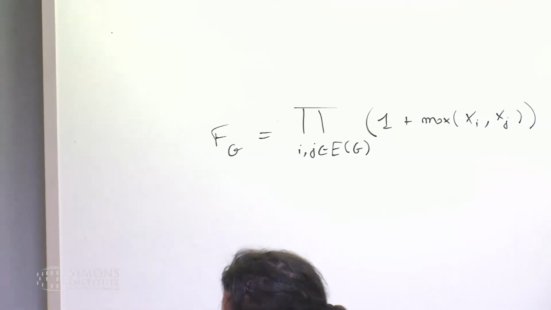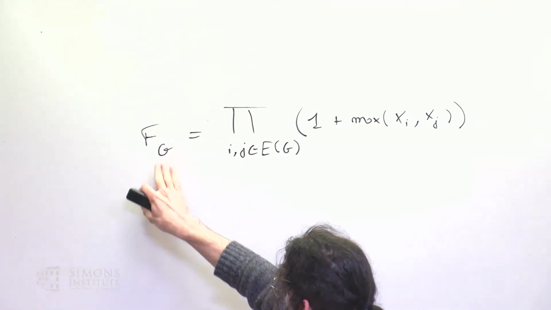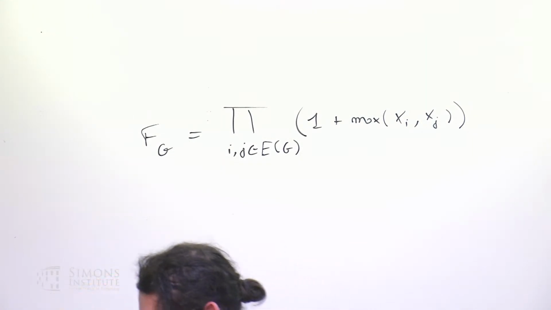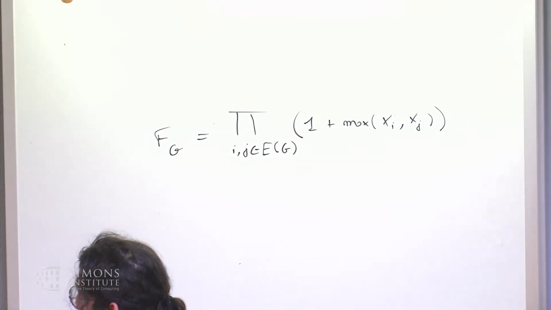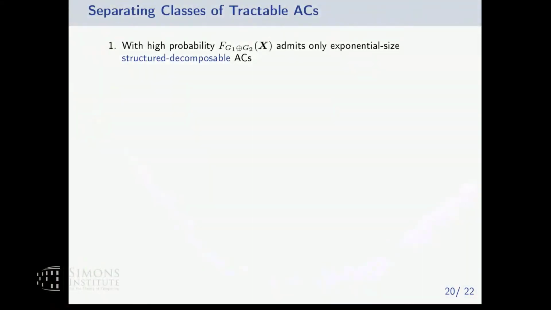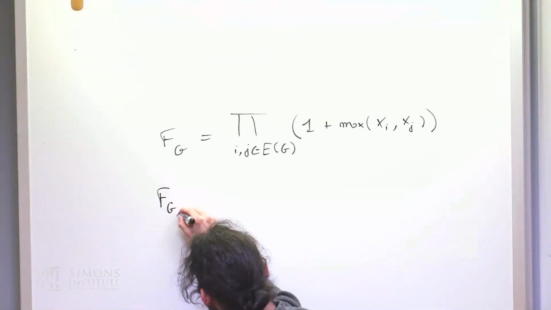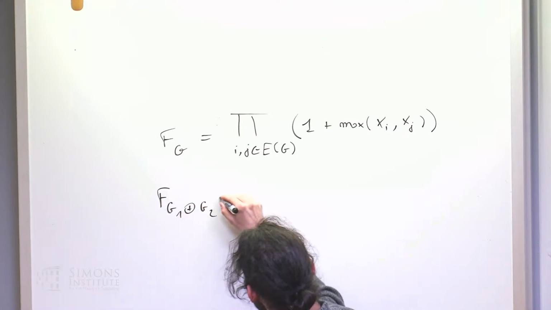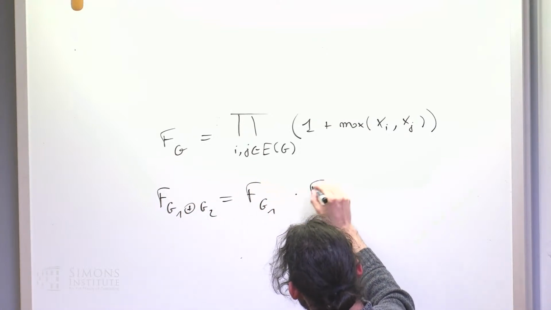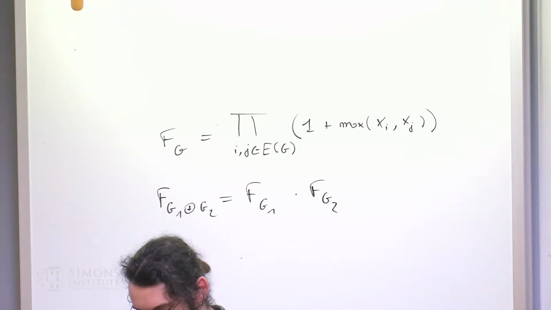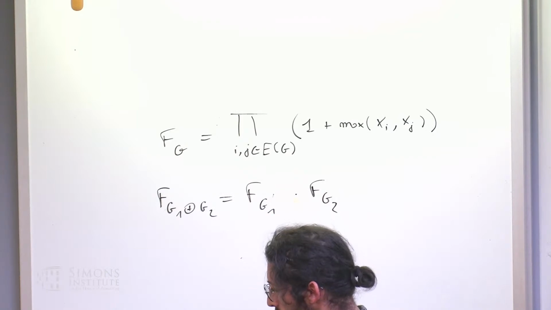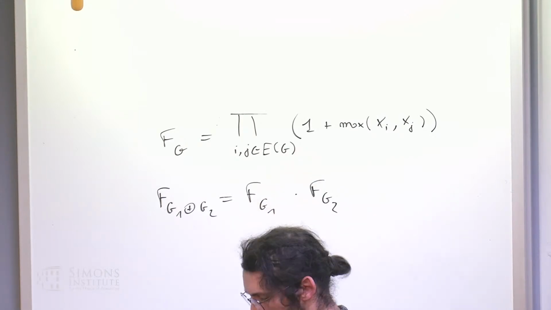So I've told you earlier that when G is an expander graph, that function is hard for structured decomposable arithmetic circuits. So with high probability on the choice of G2, that thing admits only exponential size structured decomposable arithmetic circuits. But then you can observe that this function here is actually the product of these two functions here. Well, that's not quite true. Actually, you need a subgraph of G1 because of the parallel edges, which you need to remove. But for simplicity, you can just assume that this is the case.